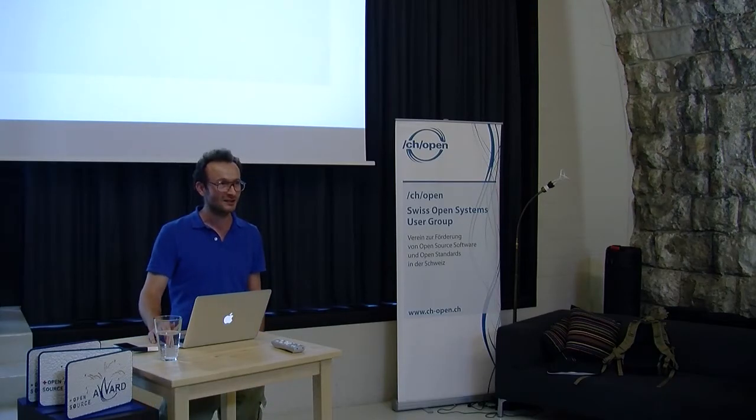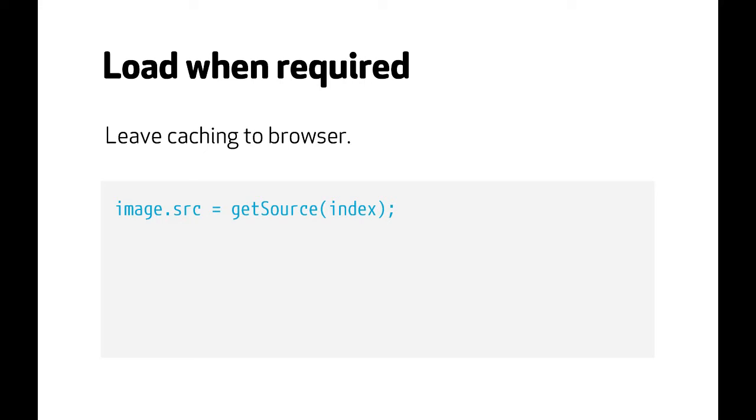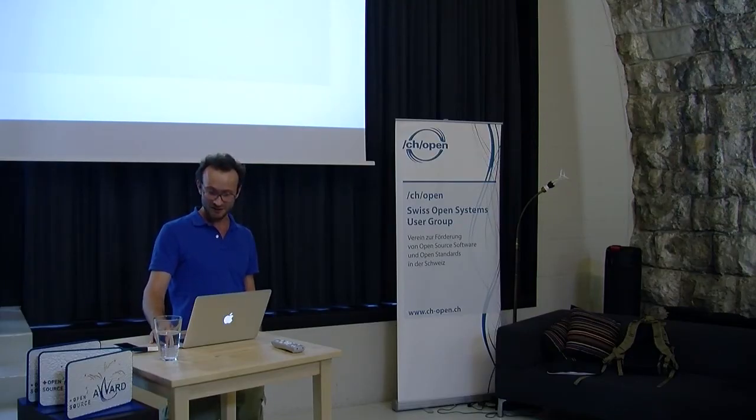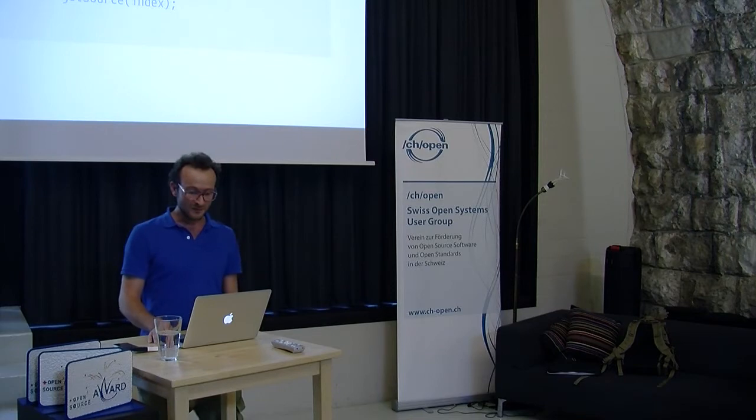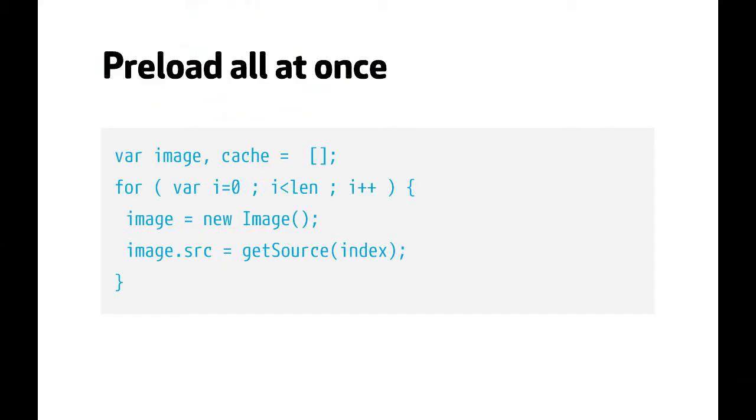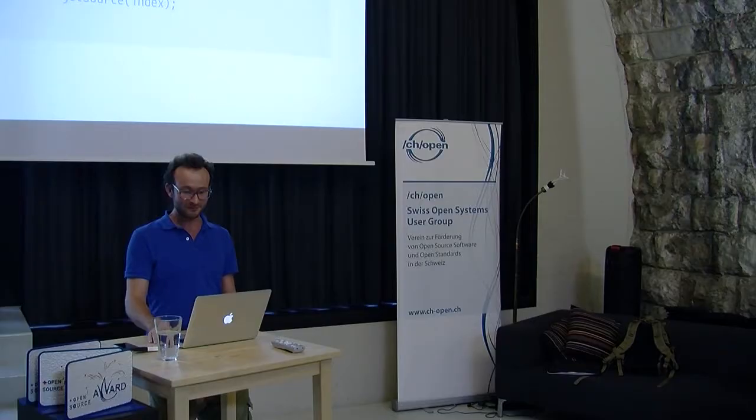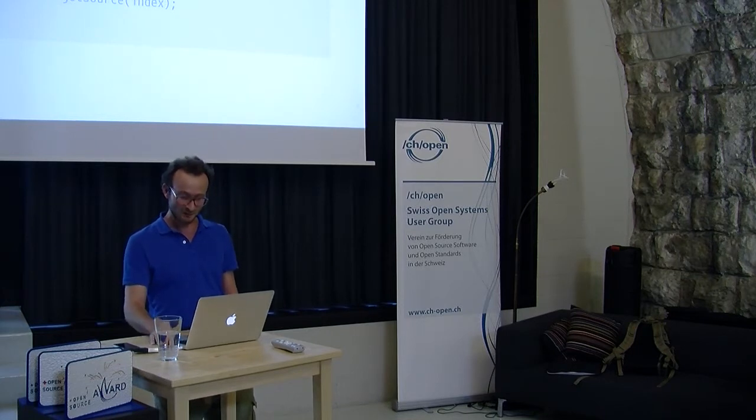I'll go one step after the other now. About first loading, you can just leave everything to the browser and access the frame on demand. So you go to frame 500 and you assign the source to the image. That's of course not an option. It would be too slow. The other thing is you preload the whole stuff first, and then you get this nice preload animation in the beginning, because you have to wait until everything is loaded. I don't like that. That's what I did back in the days when I did Flash.